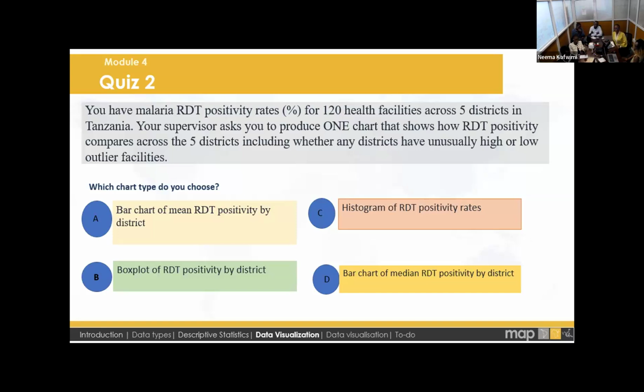So we can also see this keyword, which is advantageous in one chart, but it's not possible in the other chart: the outlier. So the chart that will give us this outlier is the box plot of RDT positivity by district. In this context, it's B. But again, when we go back to bar chart of mean and median, there is a very important concept that I want us to understand.